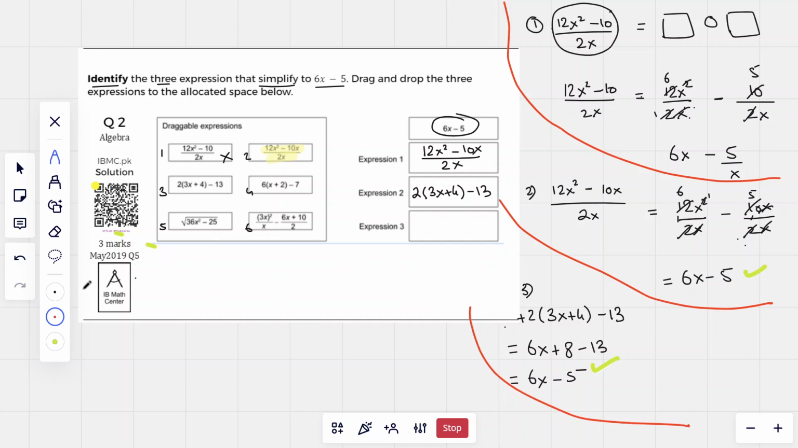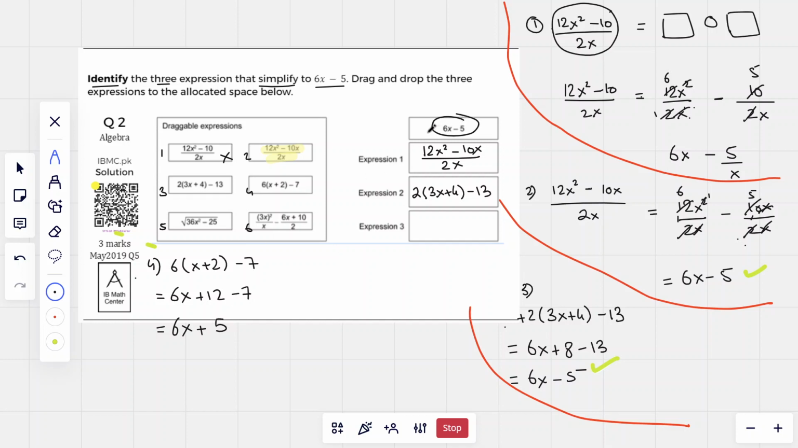So I'm going to begin with question number 4 here. Expression number 4 is 6, and then in brackets we have x plus 2, then we've got negative 7. Expanding the 6 into x is 6x. 6 into 2 is 12, and then we've got negative 7 standing alone here. This seems to be a trick question because plus 12 minus 7 is plus 5.